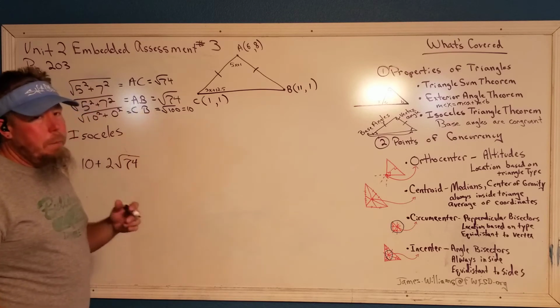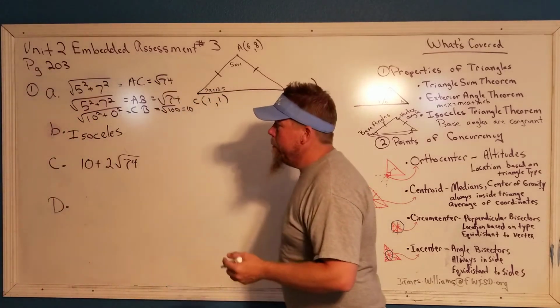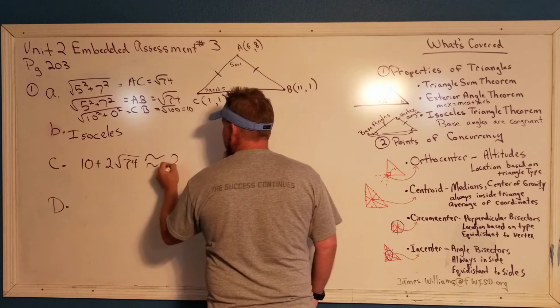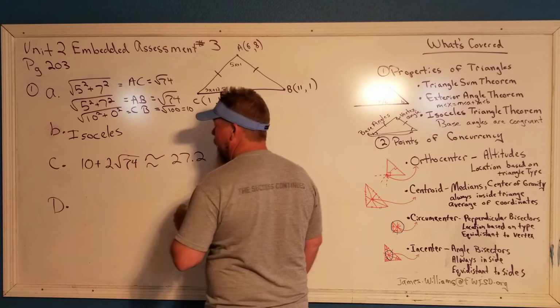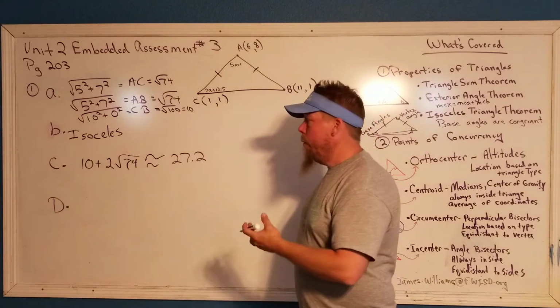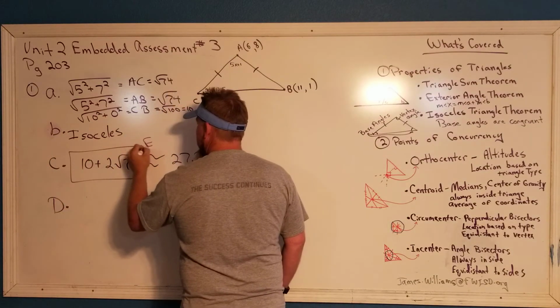Now I told you that would be about 8.6, and so if I do 2 times 8.6, that's going to be 17.2 plus 10. It's going to be approximately 27.2, okay? Maybe 27.3, somewhere in that range. Again, that's a calculator thing if you want that. This right here is your exact answer.